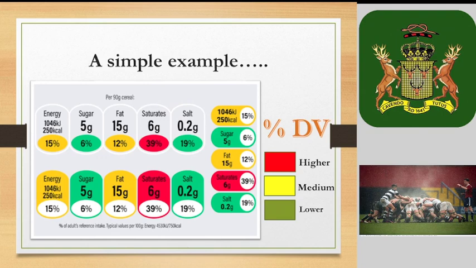A simple example. It is easier at this level to see when a food has enough, or less, or more of the nutrient that we have to consume. Red color shows that in relationship with the percent of the daily value, this food has a high percent. Yellow color shows a medium, and green color shows a lower percent of the daily value.